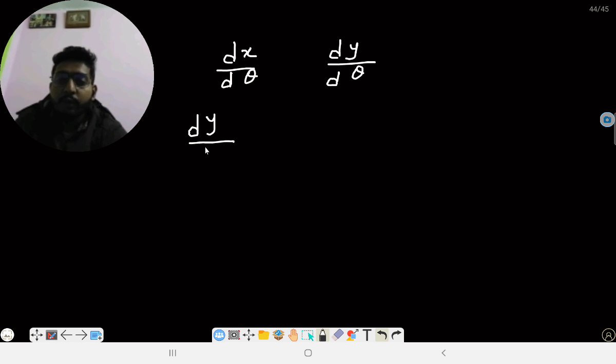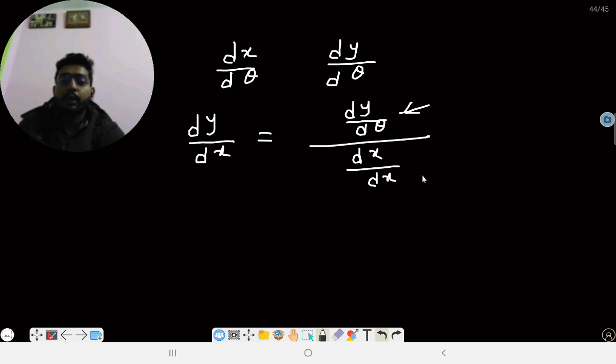Now what is the next step? We have to find dy dx. So how to find dy dx? Dy dx can be written as dy d theta by dx d theta. So that means whatever value of dy d theta was there, we have to put here, and whatever value of dx d theta was there, we have to put here, and we get the result of dy dx.